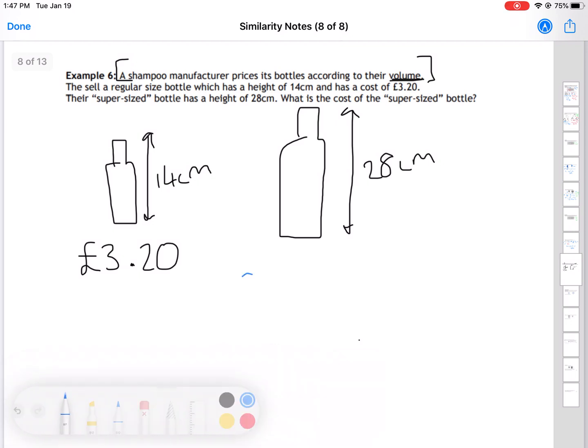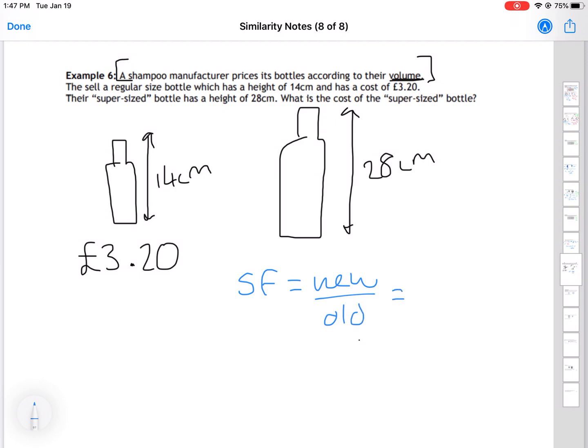So, let's start this off. Scale factor, new over old. I don't know what the supersized one is, so that is the new one. The old one then is the one that I know everything about. Both lengths I know, so it's 28 over 14 here. We'll create the scale factor. If we divide those, we get 2.